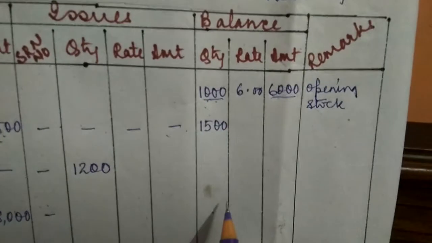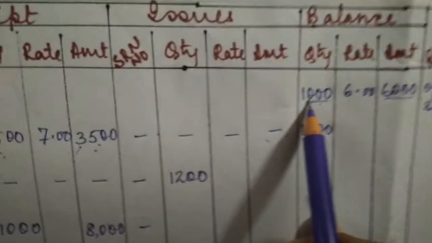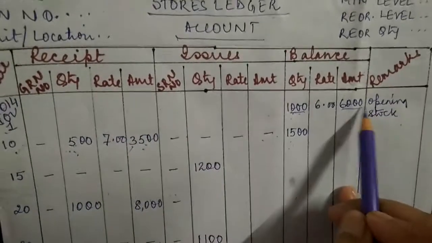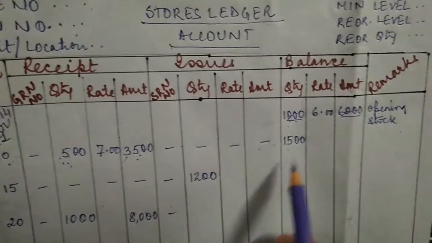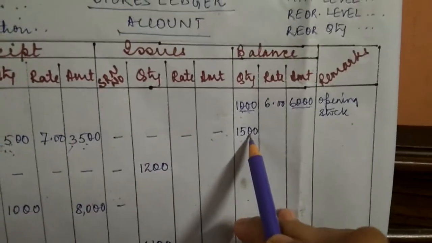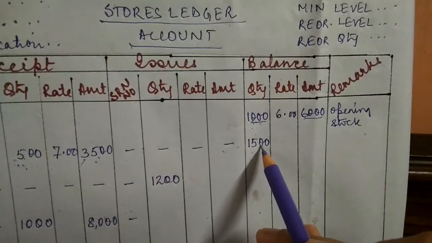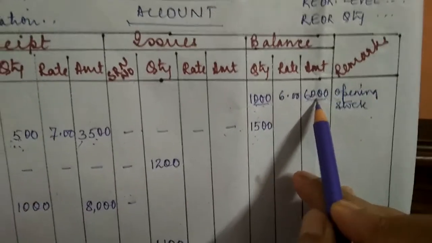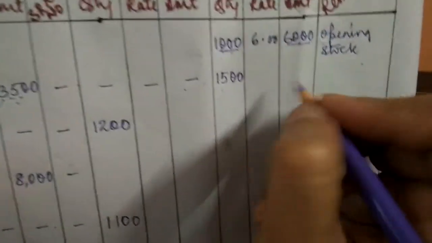Now we are coming to the third column. This is the third column, the balancing column. In that balancing column, this 1000 and this 500, we will add these two. Which two? This 1000 and this 500. When we add these two quantities, we will get 1500. This 1500 quantity we are having on 10th, the balancing quantity, right? In the same manner, we will take this 6000 and this 3500.